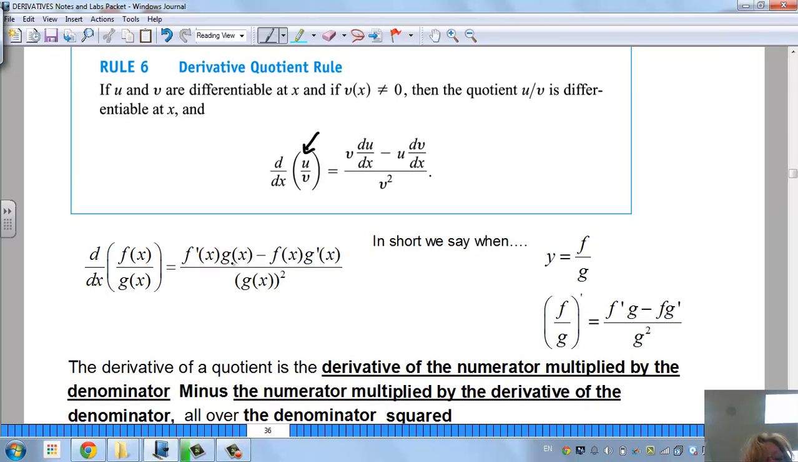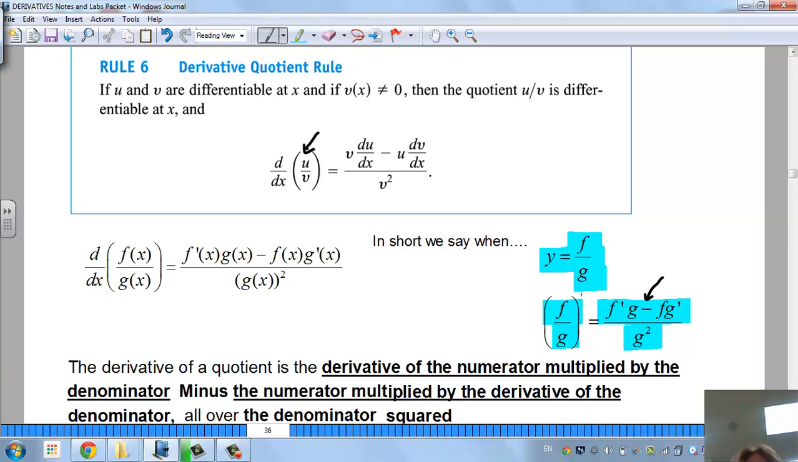So I like to make things a little bit simpler. So I have f prime times g of x minus f g prime of x all over g of x squared. So in short, if I have a function y equals f over g, alright, I can say here's what it is, f prime g minus f g prime over g squared. So the difference here is the minus sign, because we're used to the plus with the product rule.